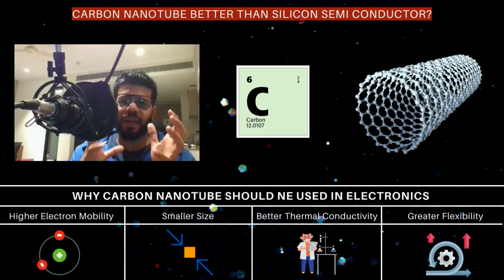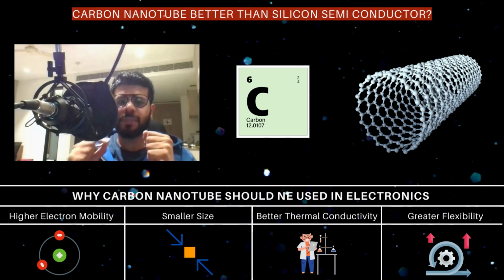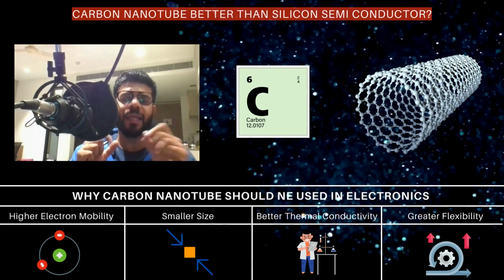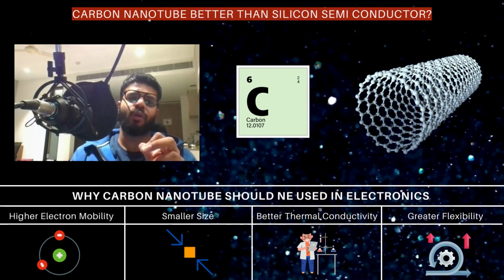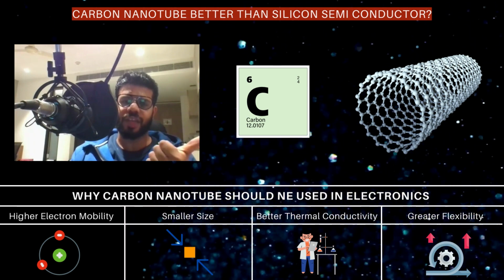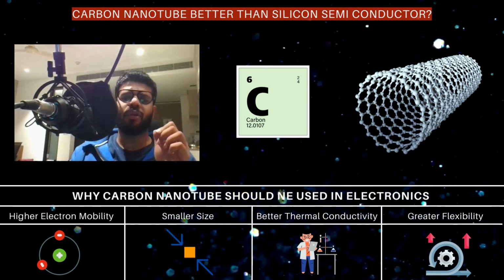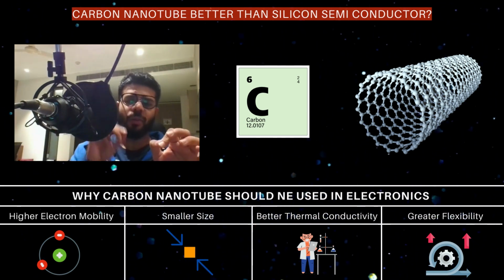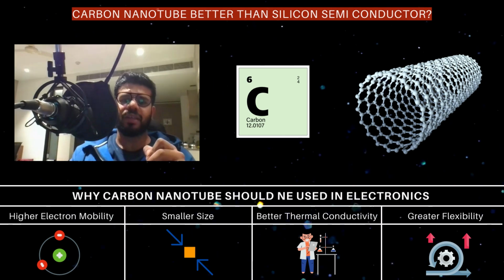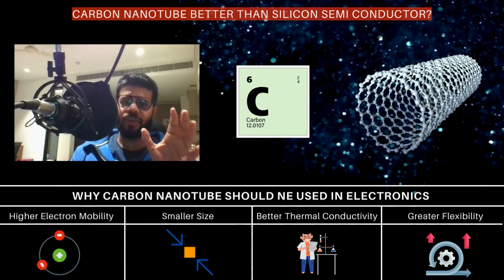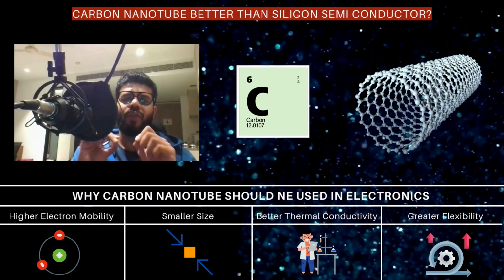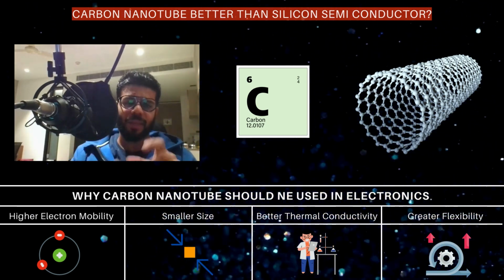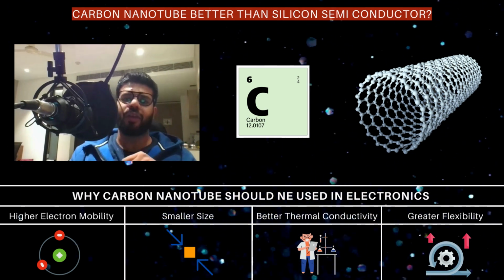It has better thermal conductivity, which means that it can dissipate heat more effectively. This can be very important in high power or high temperature applications where overheating can be a problem. And because of their smaller size, carbon nanotubes are much smaller than silicon semiconductors, which means they'll be able to create smaller and more compact electronic devices. Coming to the flexibility aspect, carbon nanotubes are much more flexible than silicon, which means they can be used in a wide range of applications and can be easily integrated into flexible electronics.